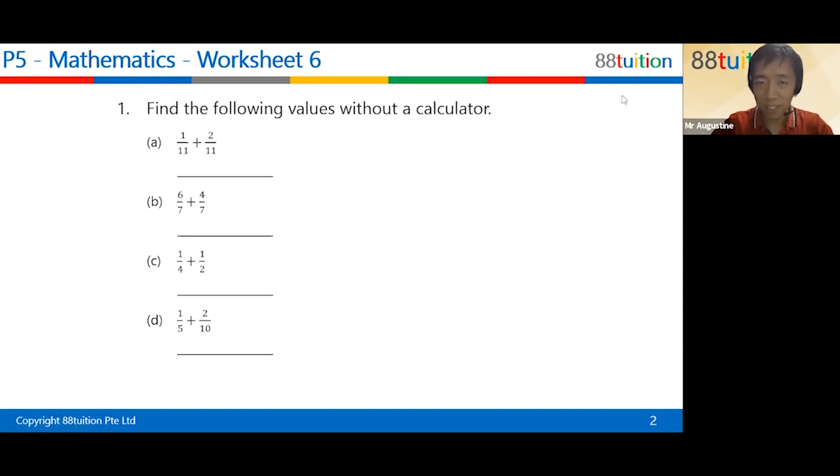Now, have you all looked at this already? This one. Find the following values without a calculator. This should be just a very, very quick revision.